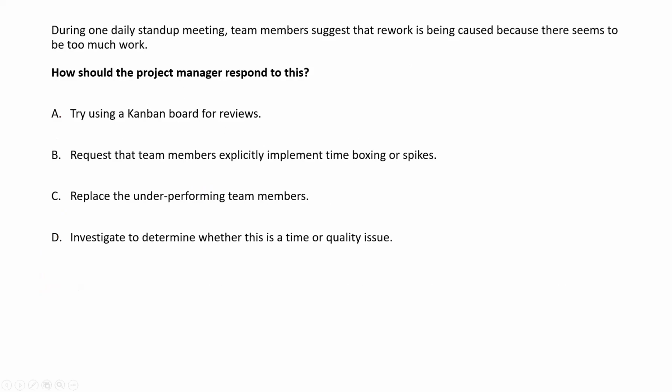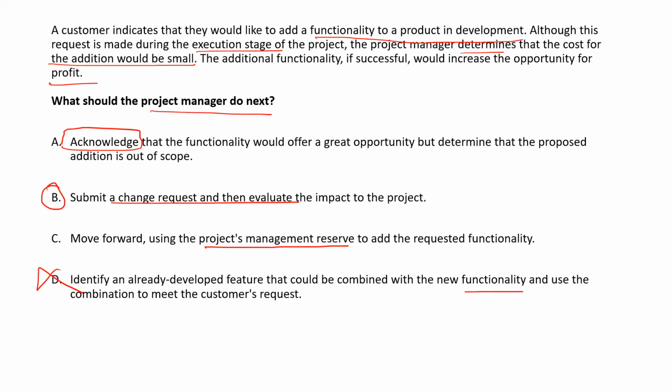Next, during the stand-up meeting. Sir, one minute, sir. In the previous one, can you go back, sir? Sir, here it is written the project manager determines the cost of the additional work would be small. It's analogous, right? Right. But anything is okay, the change has to go through a change request. Nothing verbal. If it goes through a change request, okay. If he does it without a change request, what will happen?